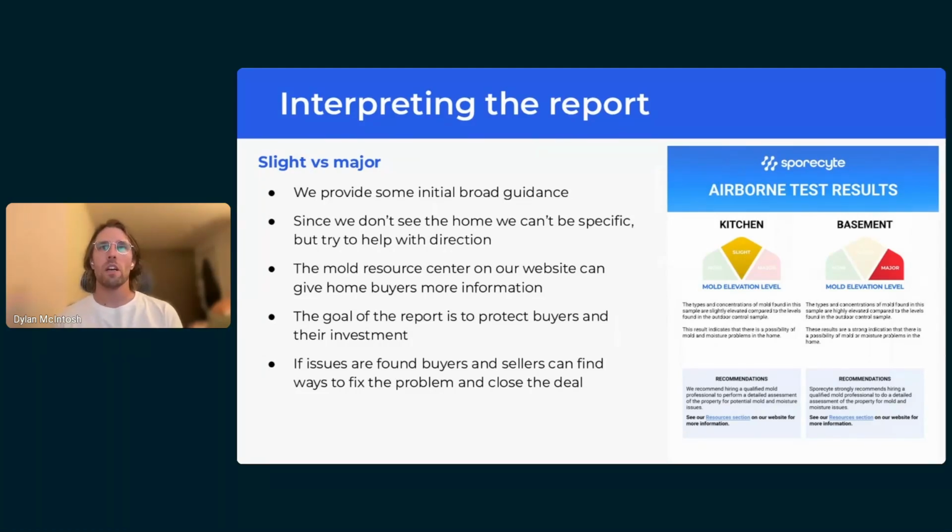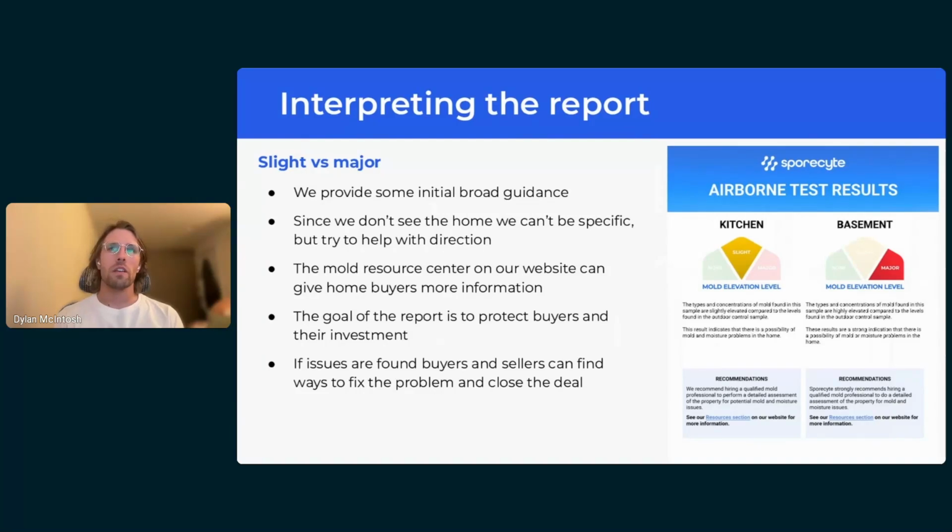And other times a slight is a clue that there may be hidden or unseen mold growth. So a slight is a key point where you can recommend to your client to conduct a further inspection with a more specific, more specialized environmental consultant who can dig into that next level that you're not quite able to do as a general home inspector.